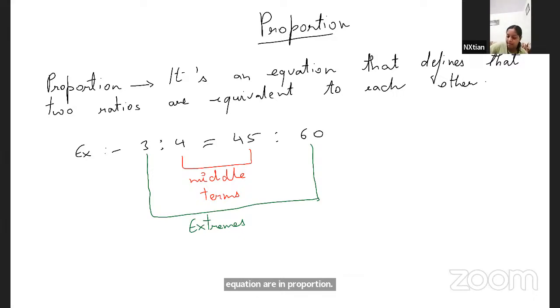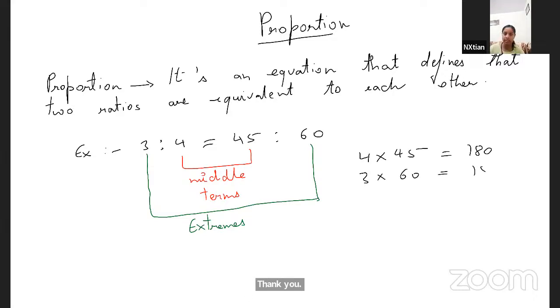Now, multiplying the middle terms, that is 4 into 45. How much will we get? Ma'am, 180. Then multiply the extremes, that is the outer terms, 3 into 60. Ma'am, 3 into 60 is 180. So if your equation is in proportion, the product of the middle terms and the product of the extremes will be equal.